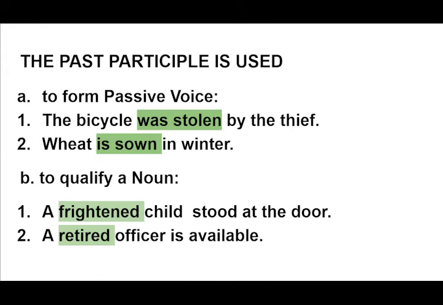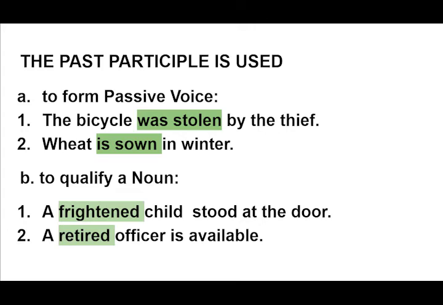The past participle is used to form passive voice. Look at the first sentence. The bicycle was stolen by the thief. Here, was stolen is the past participle. Look at the second sentence. Wheat is sown in winter. Here, is sown is a past participle.